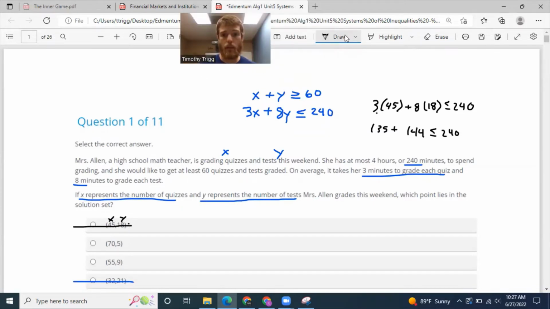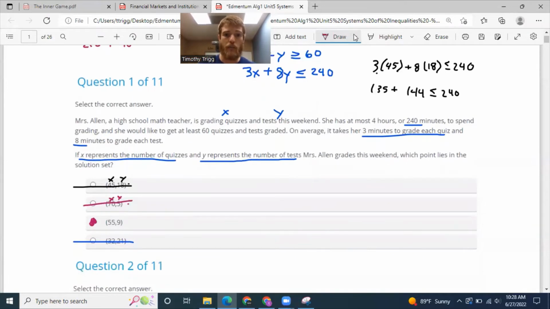Let's try the next coordinate point. So 70, 5, again replacing the x with 70 and the y with 5. I already know this works for the first inequality because they will add up to be greater than or equal to 60. That's good. But let's try the second inequality. So 8 times 5, and I want to see, is this less than or equal to 240? Okay, so 3 times 70, that's 210. 8 times 5 is 40. These add up to 250. 250 is not less than or equal to 240, so that's wrong. So it must be this last one here, 55, 9.